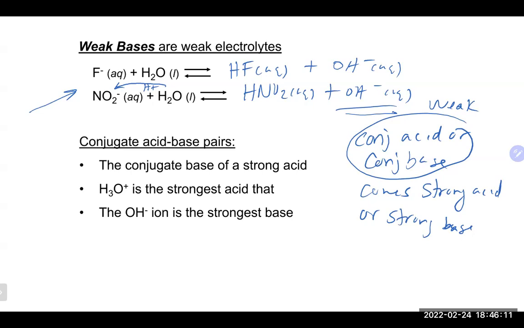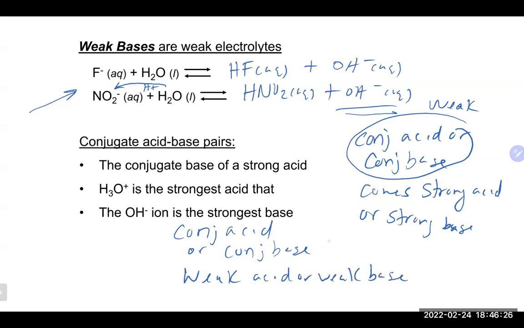If you have a conjugate acid or a conjugate base that comes from a weak acid or weak base, these guys will be relatively strong. So there's sort of an opposite relationship of what is produced as a result of where it started from. Anything that derived from a weak acid or weak base will be relatively strong.